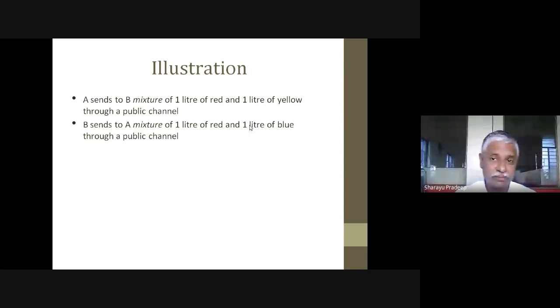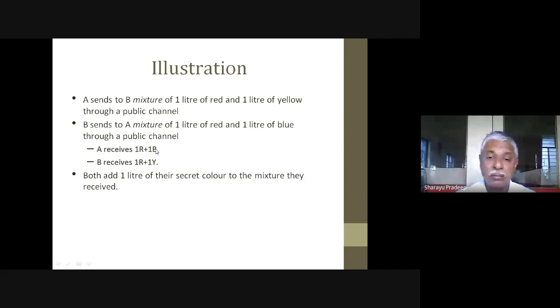Both the mixtures are going through him. He knows there are 2 liters of paint in this. One of them is red. What is the other one? He doesn't know. Now, what happens? Anil receives 1 liter of red and 1 liter of blue, which is what I have sent him. And I receive 1 liter of red and 1 liter of yellow. I don't know that the other color is yellow, and Anil doesn't know that the other color is blue, but it doesn't matter. What do I do?